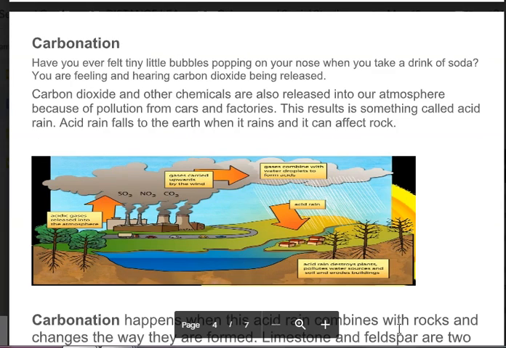Carbonation. Have you ever felt tiny little bubbles popping on your nose when you take a drink of soda? You are feeling and hearing carbon dioxide being released. Carbon dioxide and other chemicals are also released into our atmosphere because of pollution from cars and factories. This result is something called acid rain. Acid rain falls to the earth when it rains, and it can affect rock.